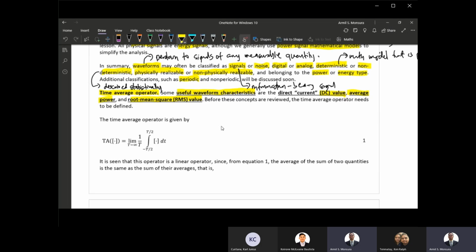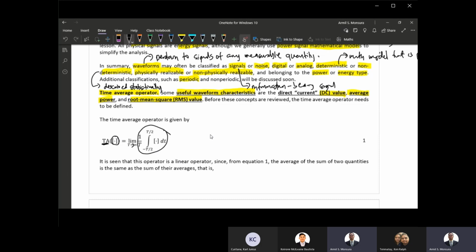Now, all of these characteristics can actually be computed using time averaging. Okay, so the time average operator is given by the limit of this integral, as T approaches infinity. So here, ito yung mga ibig sabihin ng mga nakalagay dito. This one represents your signal or your waveform, the function in which we will do the operation. And TA is the operation.